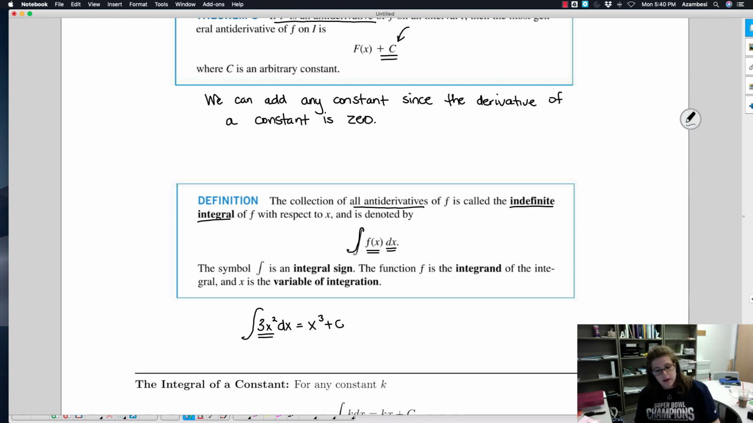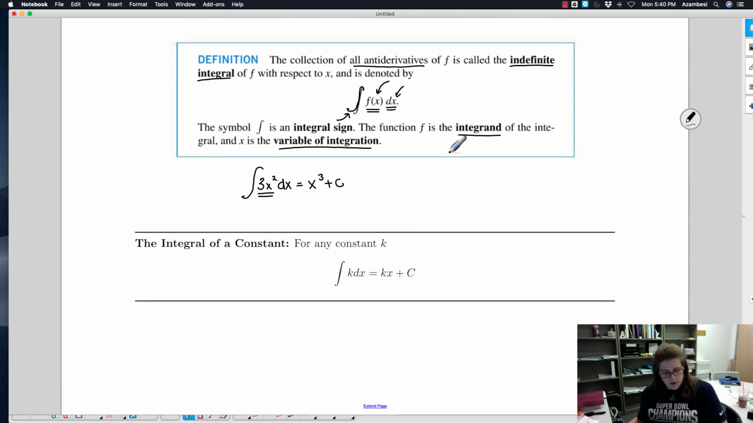Now for here, we're going to be looking to find the function whose derivative we have. The integrand is the function. That's this right here. This is the integral sign, and the variable of integration is this dx part. So that tells us what variable to take the integral of.